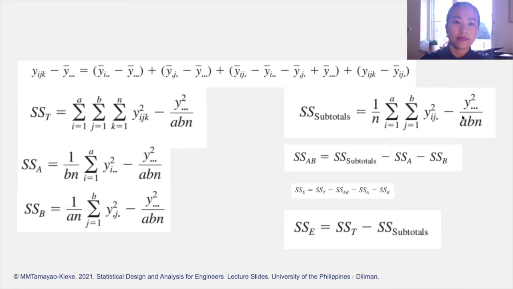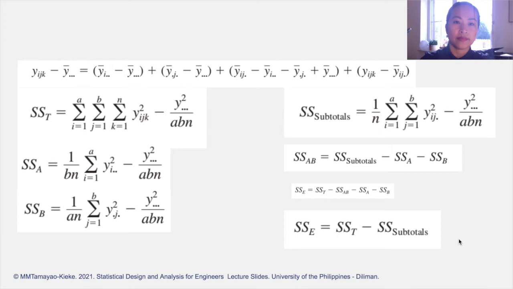Okay, and we know the identity. Therefore, SSE is equal to sum of squares total minus sum of squares AB minus sum of squares A minus sum of squares B. And therefore we can also rewrite this as sum of squares error is just equal to sum of squares of the total minus the sum of squares of the subtotals.